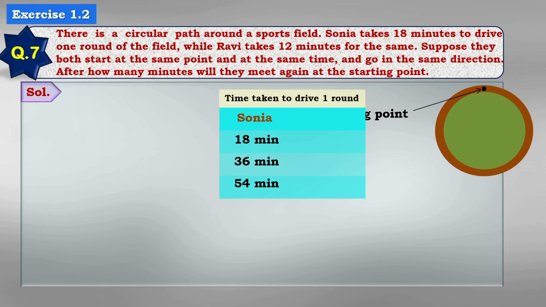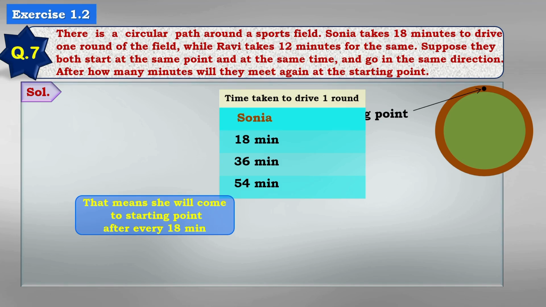Okay, so for the first round Sonia is taking 18 minutes. For the next round, in total she is taking 36 minutes, right? And then for the third round, in total she is taking 54 minutes. So in this way she is going. That means she will come to the starting point after every 18 minutes.